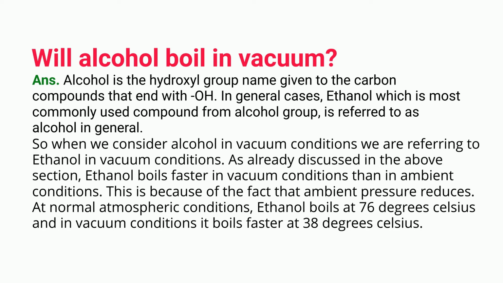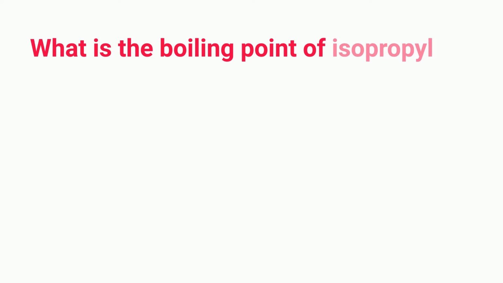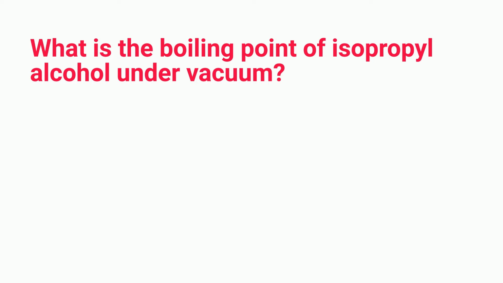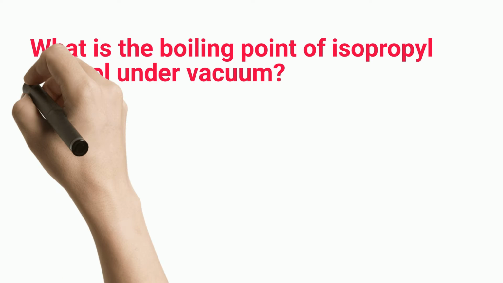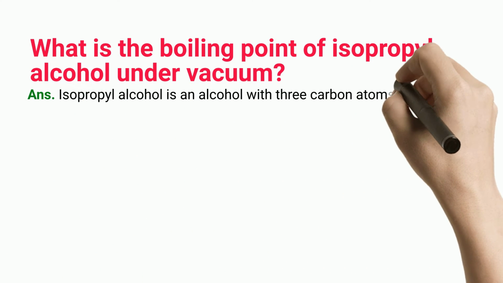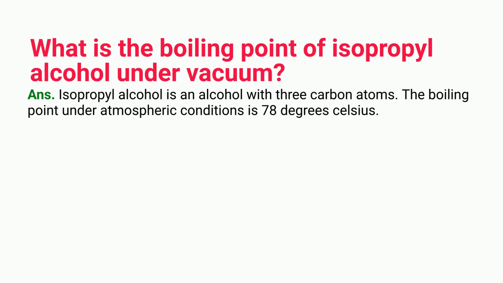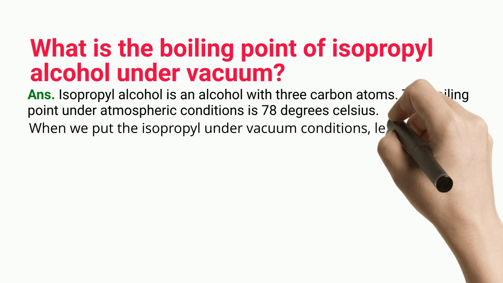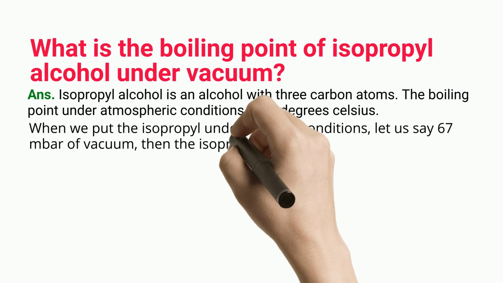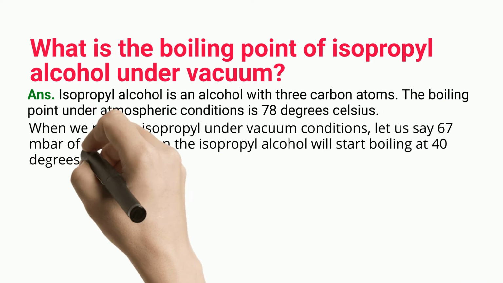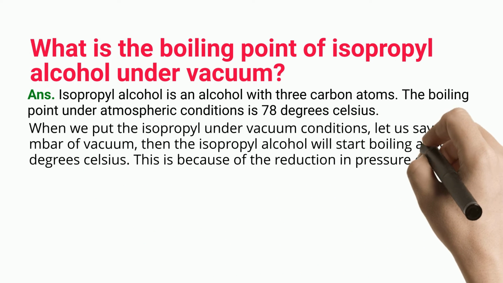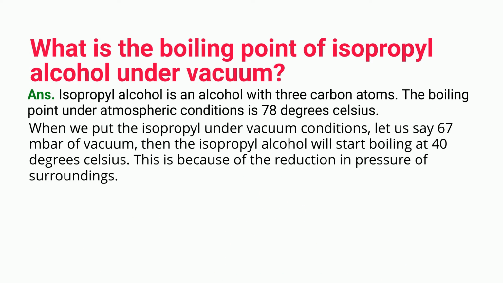What is the boiling point of isopropyl alcohol under vacuum? Isopropyl alcohol is an alcohol with 3 carbon atoms. The boiling point under atmospheric conditions is 78 degrees Celsius. When we put the isopropyl alcohol under vacuum conditions, let us say 67 bar of vacuum, then the isopropyl alcohol will start boiling at 40 degrees Celsius. This is because of the reduction in pressure of surroundings.